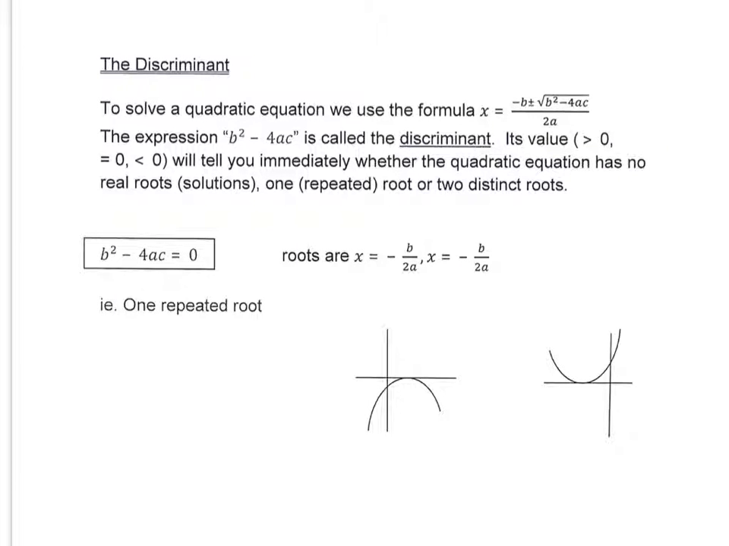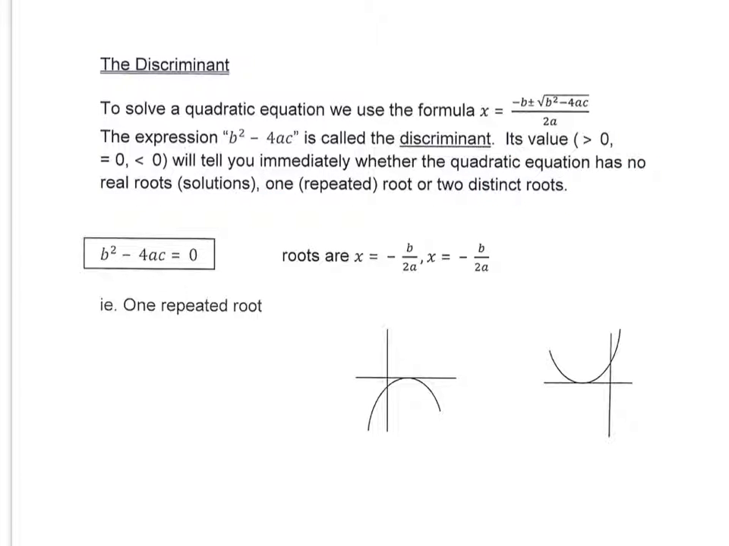The discriminant. Okay, so you know the quadratic formula is used to solve a quadratic equation. And the b squared minus 4ac part in the square root sign is what we call the discriminant. The value of that can tell us whether a quadratic equation has no real roots or solutions, a repeated root, or two distinct roots.